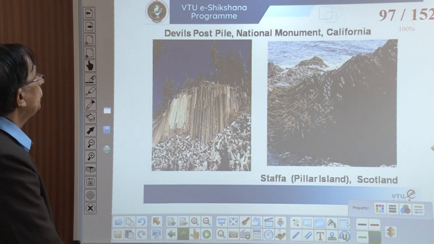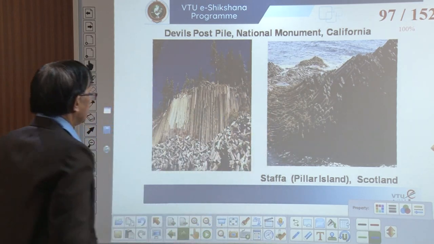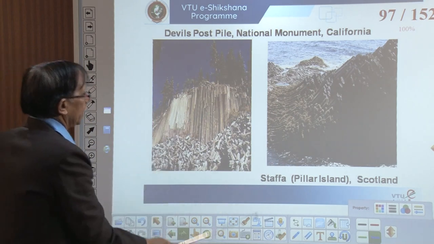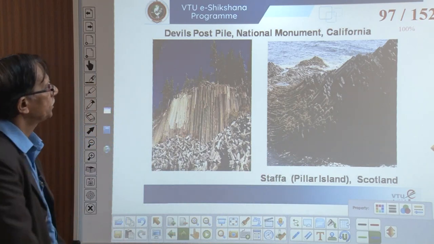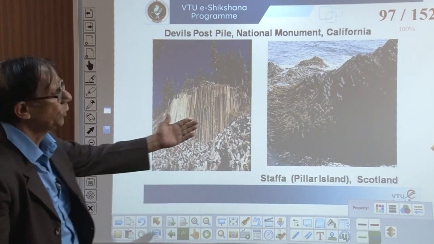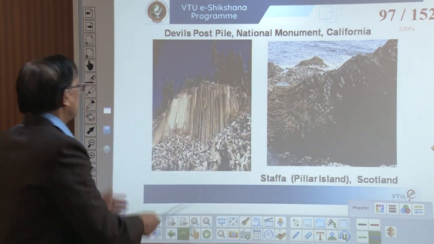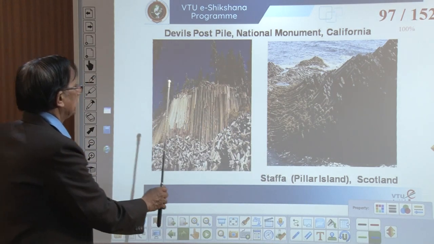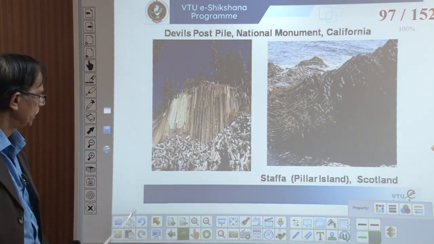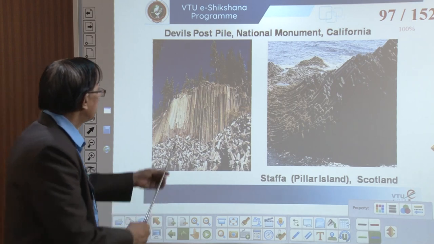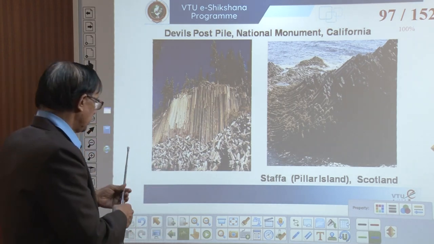Yes, this is another beautiful one we have. This is California, see, and sorry, this one, and this is in Scotland. Again, so beautiful columnar structure, similar to what we have at St. Mary's Island, but these are a little inclined. In St. Mary's Island, they are perfectly vertical. Here, the columns are a little thinner. St. Mary's Island, beautiful pillar-like, such a wonder. So, such kind of structures, joint patterns are developed.